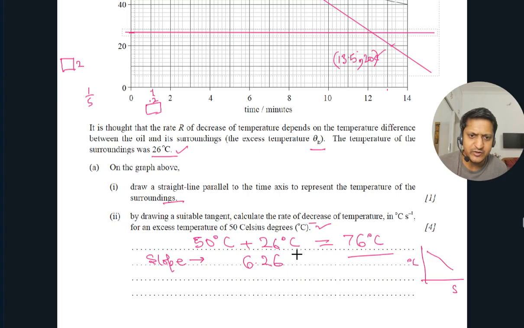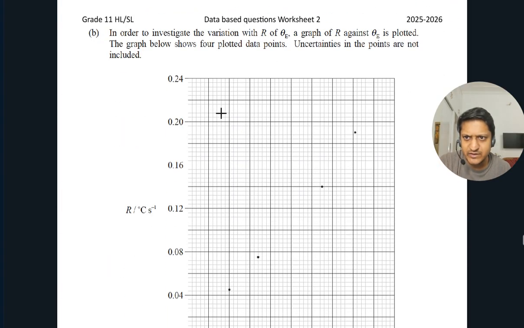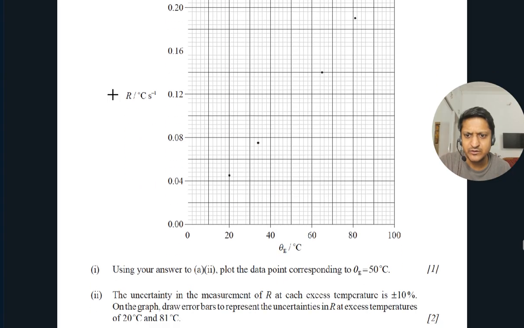Whenever you use this, there would be a range of values applicable here. So in these types of questions, there would be numerous answers. Now the B part: in order to investigate the variation with R of theta E, the graph of R against theta E is plotted. The graph below shows four points; data uncertainties are not included.